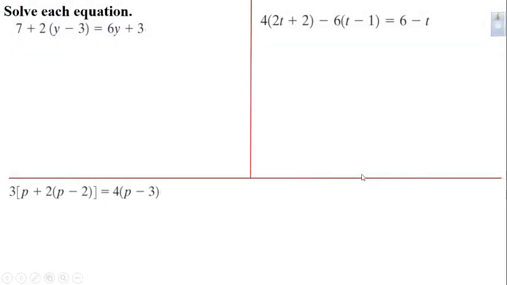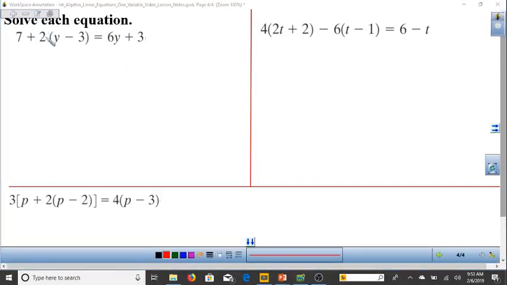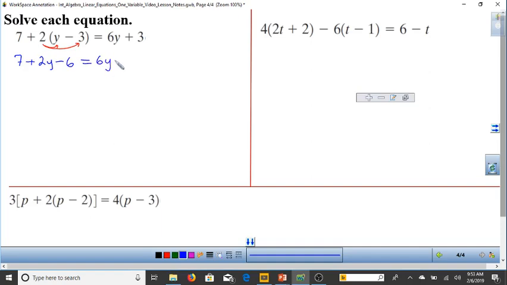So let's try a few quick examples here to illustrate our point. In this case, we want to solve this equation, and solving the equation means find the value of the variable that makes the statement true. So in this case, I will distribute any parentheses that are there, especially if there's a variable inside the parentheses. So I'm distributing the 2 times the y, I get 2y, and 2 times the negative 3, I get negative 6. And now what I want to do next is combine the variables onto the same side. So I'll subtract 2y from both sides so that the variable is together on the right side. And I'll add the 7 plus the negative 6. That will give me 1 on the left side and 4y plus 3 on the right side.